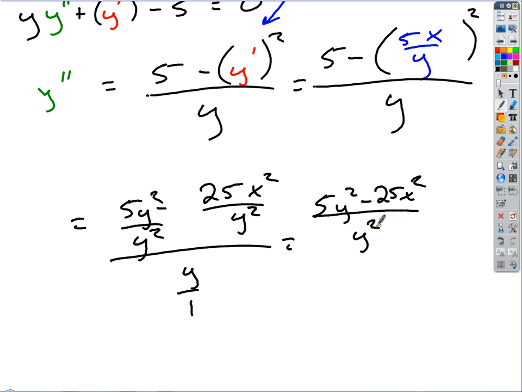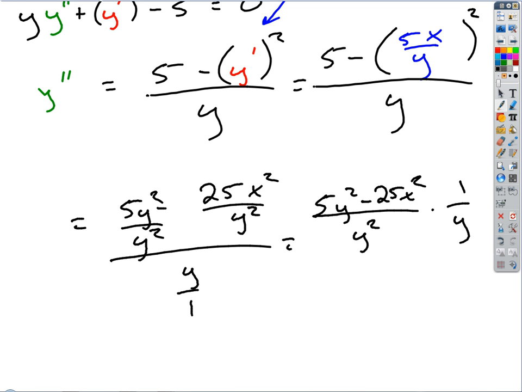Times the reciprocal of the bottom, right? So if I multiply straight across, then I'm just gonna get a y cubed on the bottom. Where did you get the y squared on the bottom? Because it's the y squared that was on the top, it's still on the bottom. Does that make sense? See what we did? We flipped and multiplied.